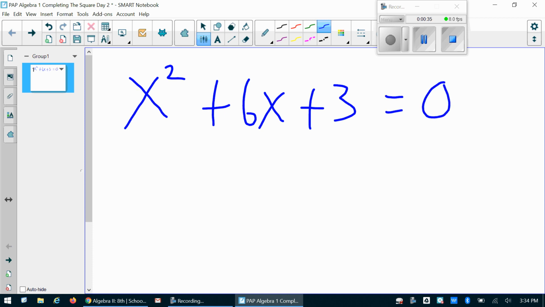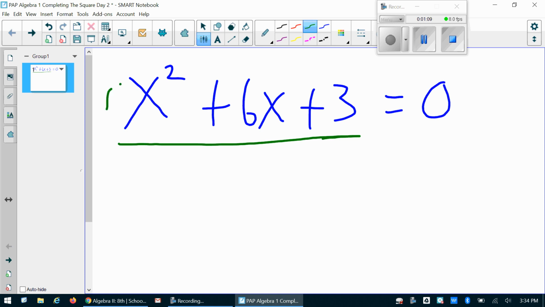x squared plus 6x plus 3 equals 0. If I said to solve by completing the square, we would do the following. Notice this expression is not factorable. There are no factors of 3 that add up to be 6. Like I mentioned in the last video, when your expression isn't factorable, your next step could be to try to complete the square. There are a few things I want you to notice, though, that I didn't really mention on the last video because you didn't really need to know it at that point.